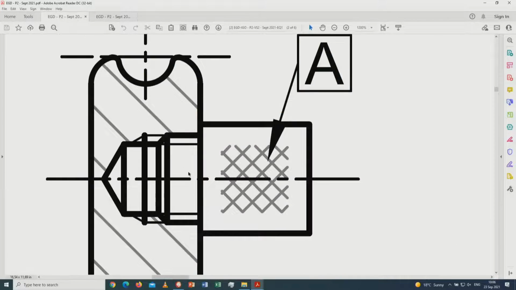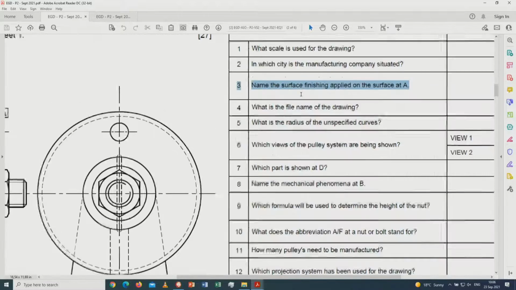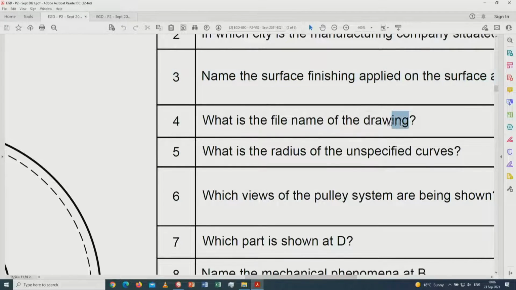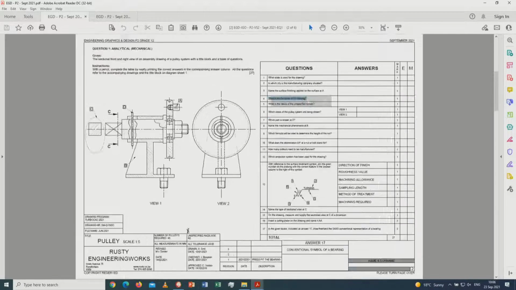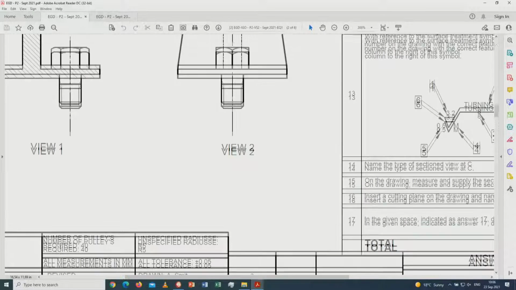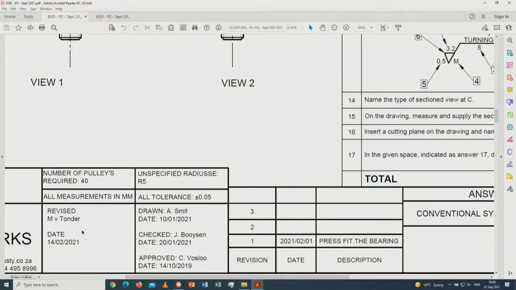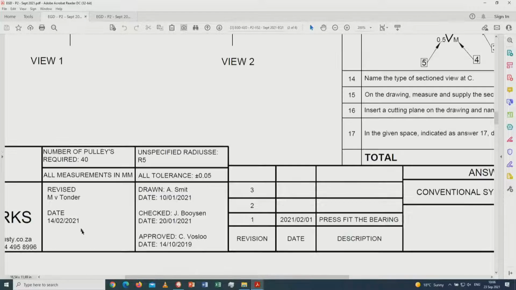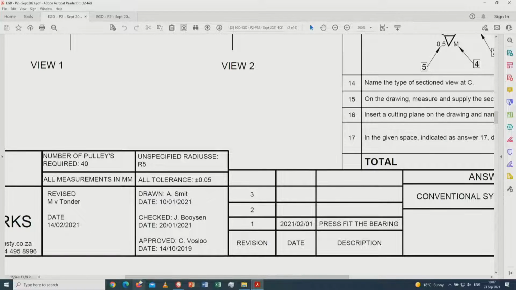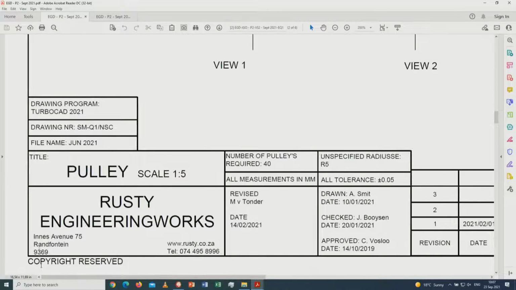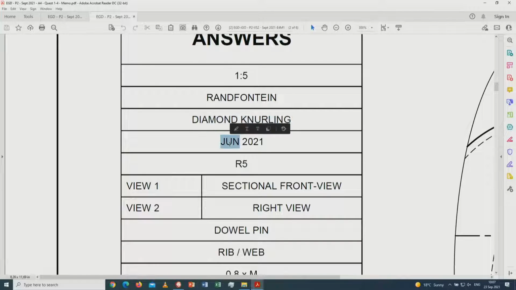All right. Next question was the file name of the drawing. What is the file name of the drawing itself? All right. So if we go towards the file name, if I'm not mistaken, it was somewhere over here. I can maybe quickly have a look, and I think it's a bit more to the left. File name, there we go with the file name. It's June 2021. All right, so that's the file name you can get over there.